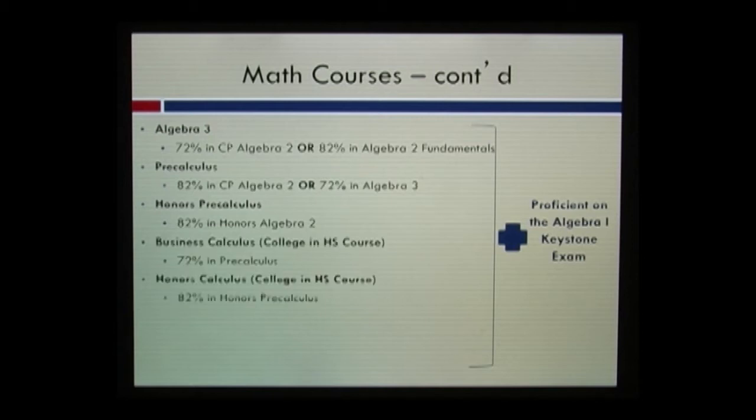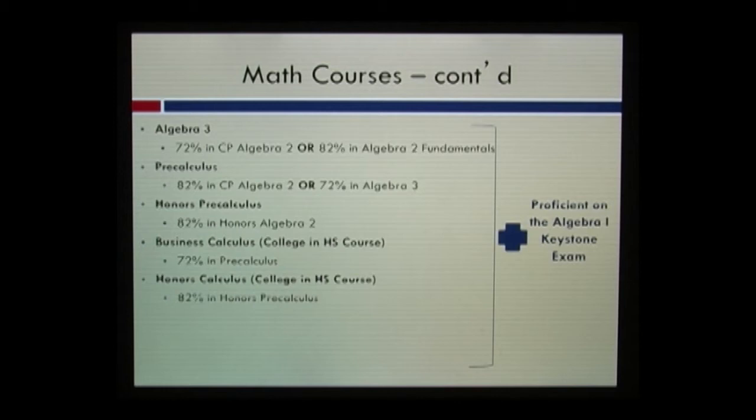After pre-calculus comes calculus, and we have a variety of levels in calculus. Both Business Calc and Honors Calc are college and high school courses. And what that means is that if you decide that you'd like to pay the extra fee, you can take that course and actually earn college credit while being in that course. And once enrolled in those courses, the teachers will talk to you more about the good things that could happen if you decide to take it as a college and high school course.